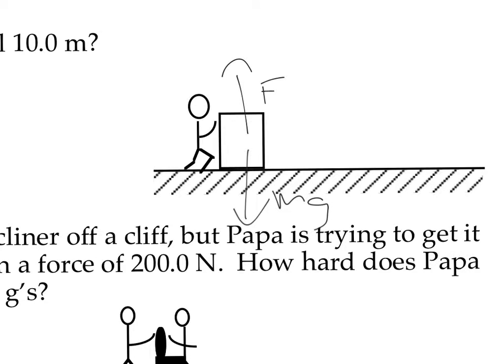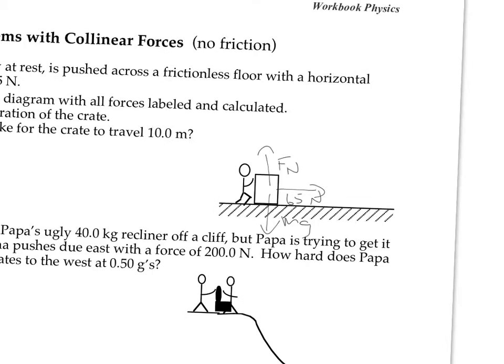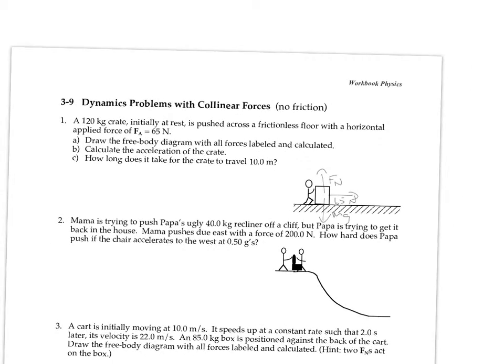And then this is going to be the force normal, that's up. And then there's the force applied, which is 65 newtons. It says it's a frictionless floor, so there's no friction. So that would be your free body diagram. Calculating the acceleration of the crate, the force is equal to mass times acceleration. So they've got a force of 65 equals a mass of 120, and then you solve for the acceleration.